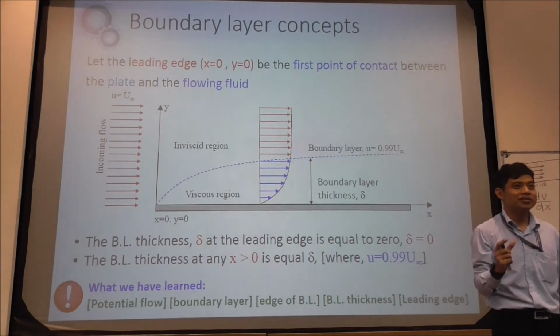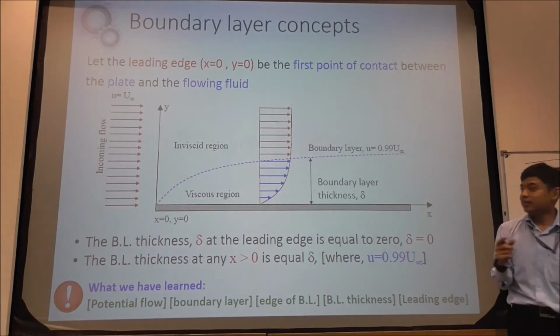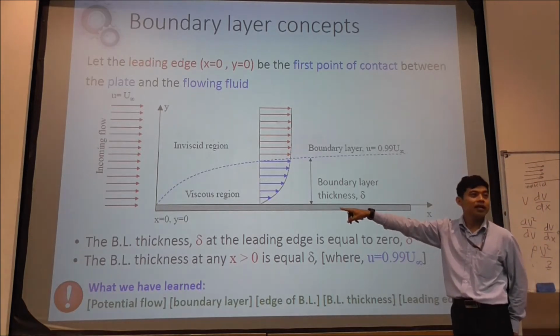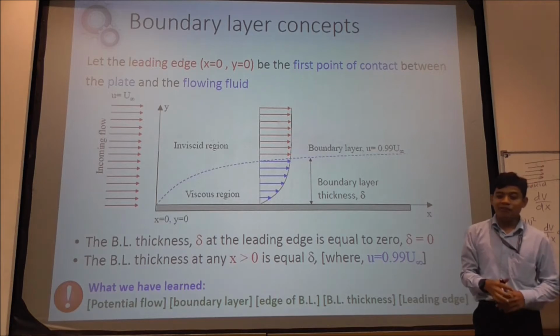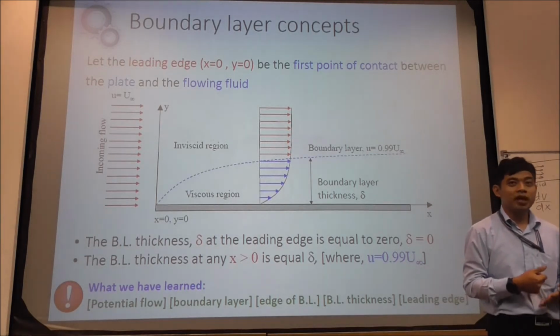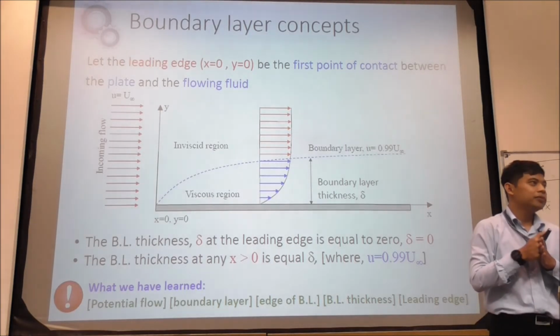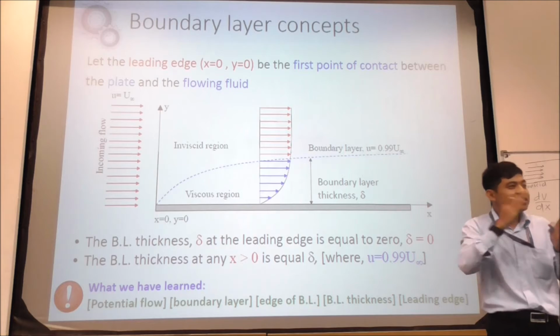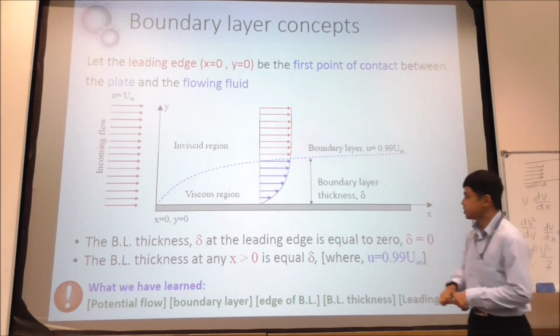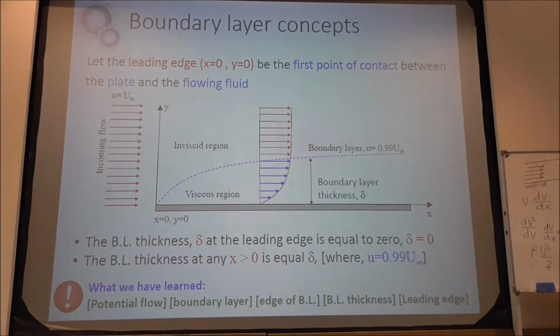So the question is, what is the thickness of the boundary layer at some distance from the leading edge? Because if I give you the question, what is the boundary layer thickness at the leading edge, you should be able to answer it quickly. 0. Right? But at some distance from the leading edge, it will have some thickness. So how to calculate the thickness? That is the problem that you need to solve.